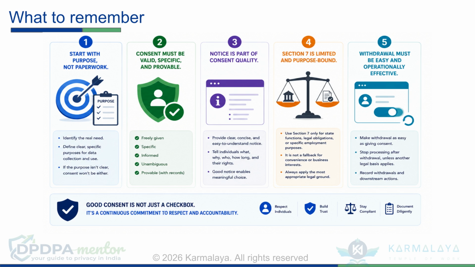Remember, start with a clear purpose. Ensure consent is valid and provable. Keep your notice transparent, limit Section 7 usage to specific legal grounds, and make sure withdrawal is operationally effective. The central message is that legal basis is a design decision embedded into business processes. Strong compliance comes from aligning purpose, notice, consent, withdrawal, and records into one operational model.